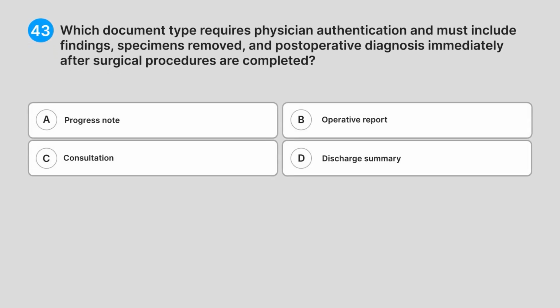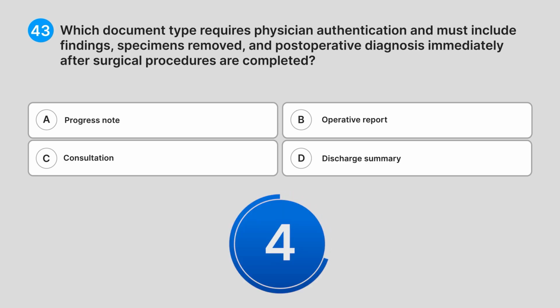43. Which document type requires physician authentication and must include findings, specimens removed, and post-operative diagnosis immediately after surgical procedures are completed? A. Progress note. B. Operative report. C. Consultation. D. Discharge summary. Can you guess the answer?